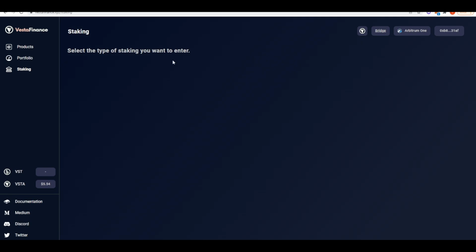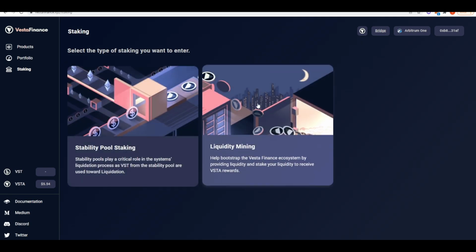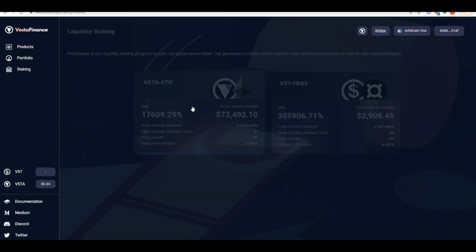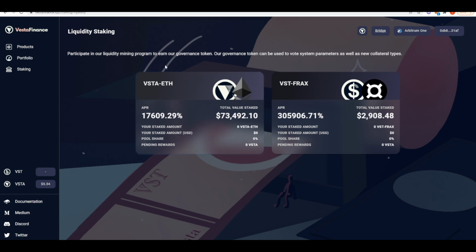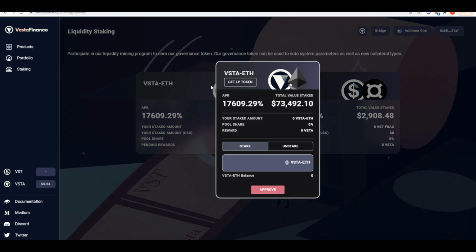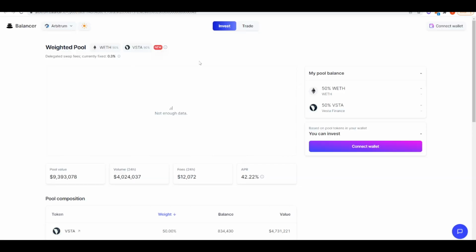We also have another component of Vesta Finance, and that's their liquidity mining. Just clicking on this, you can get like 17,000% APR on the Vesta ETH pair if you deposit your LP tokens. And you can get LP tokens for this Vesta ETH pair by clicking here on get LP tokens, but that will bring you to Balancer. And you can get your LP tokens from here.